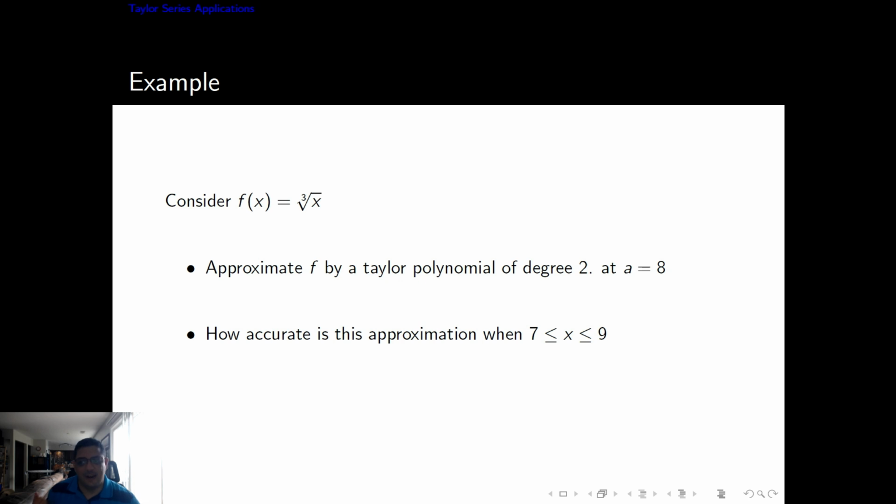So let's see an example of approximating a function with a polynomial and checking how accurate this representation is. Here we're going to consider the function f of x equals cube root of x, and we're going to approximate this function f by a Taylor polynomial of degree 2 at the point a equals 8. And we want to check how accurate this approximation is going to be if we are in a radius of convergence 1, so we're moving between 7 and 9.